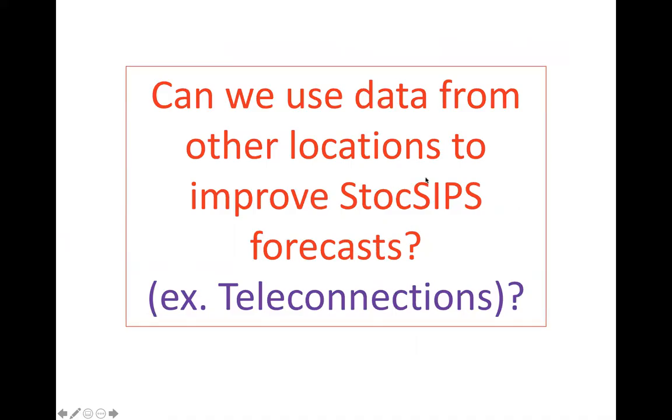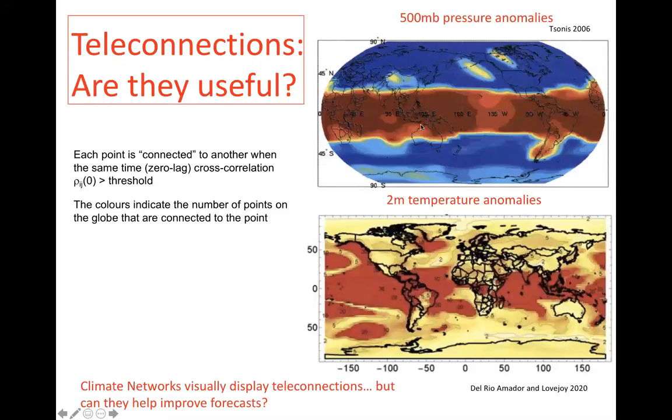So can you do better by trying to use the teleconnections? Our model so far doesn't use them. Teleconnections, this is just one representation using network analysis. Here, this is for pressure at 500 millibars. You can do the same with temperatures to see how different points are connected in a network sense.